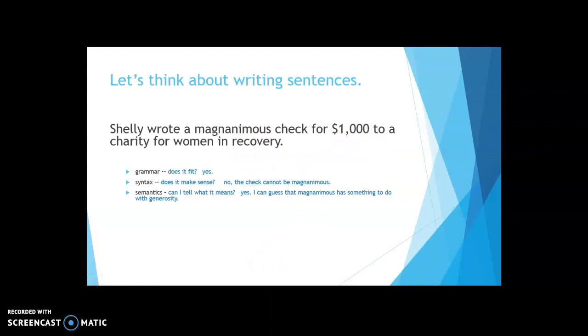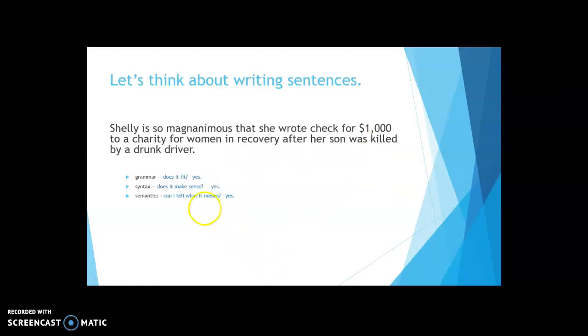So there's a way that I can improve on that sentence. I could say, Shelley is so magnanimous that she wrote a check for $1,000 to a charity for women in recovery after her son was killed by a drunk driver. And so now that gives me more of a sense of what the word magnanimous means. It brings in a lot of parts of magnanimous. A person who's magnanimous is big-hearted, they're forgiving, and they are very generous. And so now if I read this sentence, I have an example of what makes sense here.